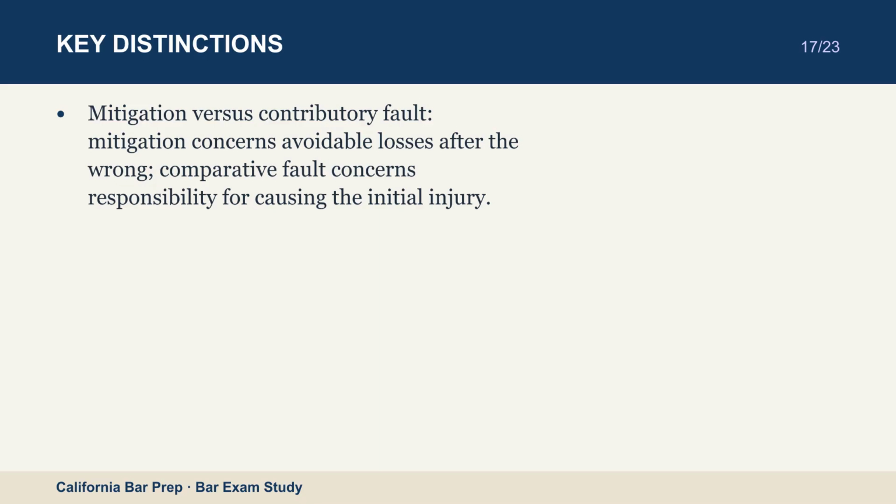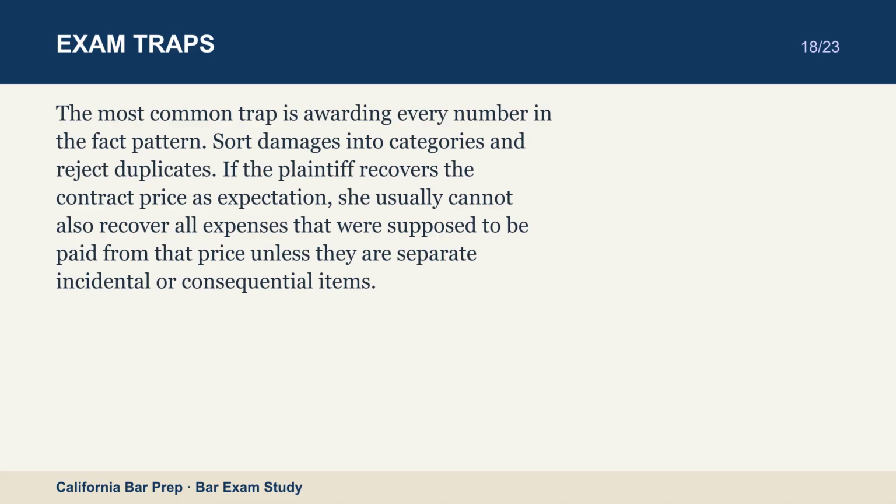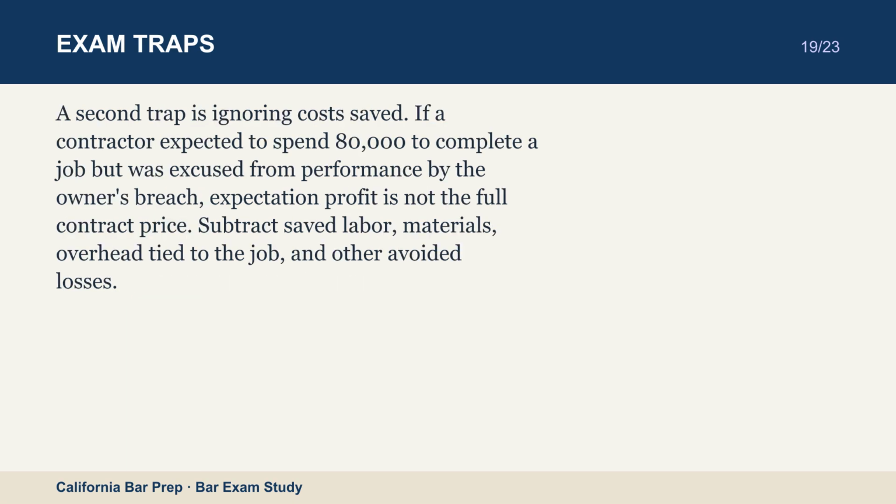If the plaintiff recovers the contract price as expectation, she usually cannot also recover all expenses that were supposed to be paid from that price unless they are separate incidental or consequential items. A second trap is ignoring costs saved. If a contractor expected to spend $80,000 to complete a job but was excused from performance by the owner's breach, expectation profit is not the full contract price. Subtract saved labor, materials, overhead tied to the job, and other avoided losses.